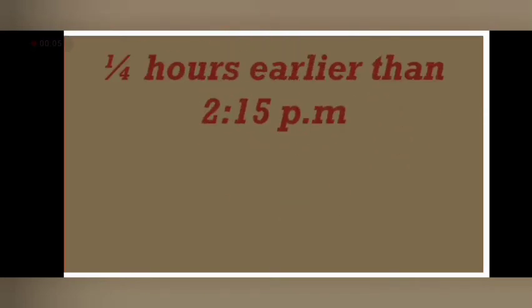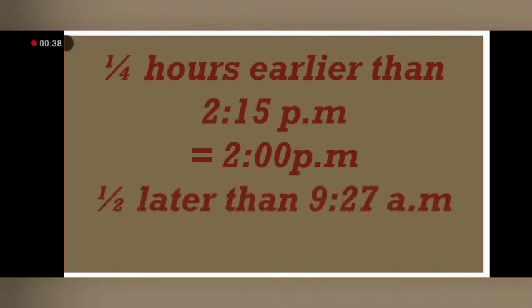1/4 hours earlier than 2:15 p.m. 1/4 means quarter, and quarter means 15 minutes. So 1/4 hours means 15 minutes of an hour. So we have to find the time earlier, which means 15 minutes before. So what is the time 15 minutes before 2:15 p.m.? It is 2 p.m.